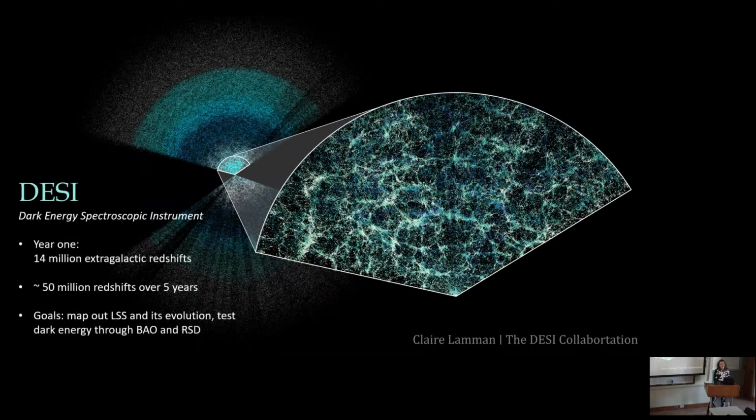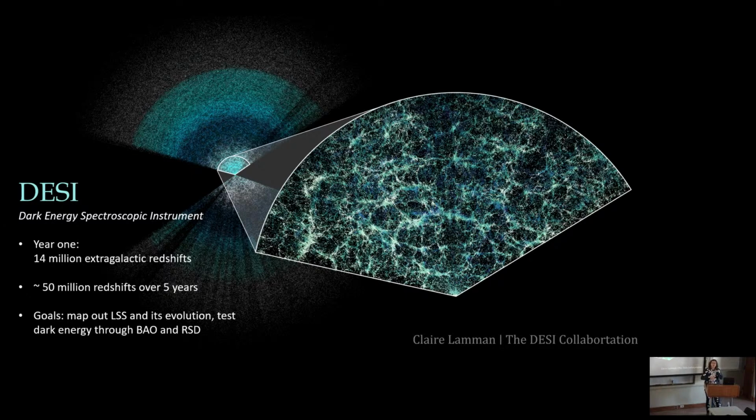The results I'm going to talk about today use DESI's year 1 data, which consists of 14 million spectra, but altogether we're on track to get around 50 million by the end of the main survey. Our main goals are to measure large-scale structure and its evolution through RSD and BAO, mostly using two-point clustering. This will inform us about the components that drive this structure and its evolution, like gravity and dark energy.